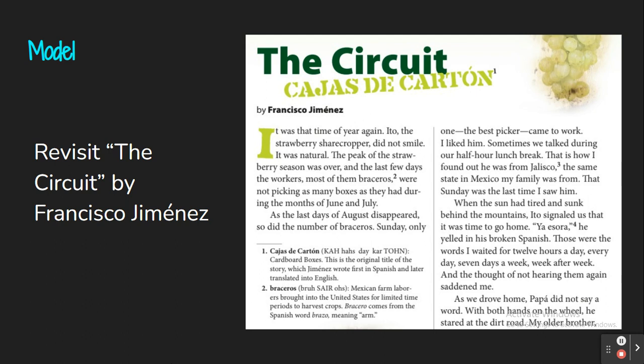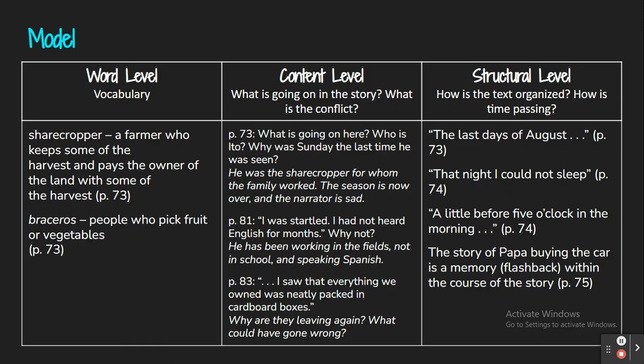So, for our model today, we are going to revisit the circuit. You guys have read this story several times before, and I'm just going to tell you how I tackled this one when I read the story for the first time when I was getting ready to read it with you.